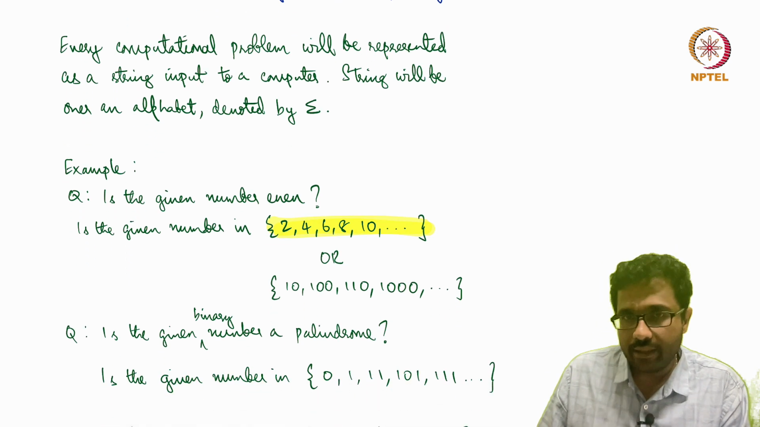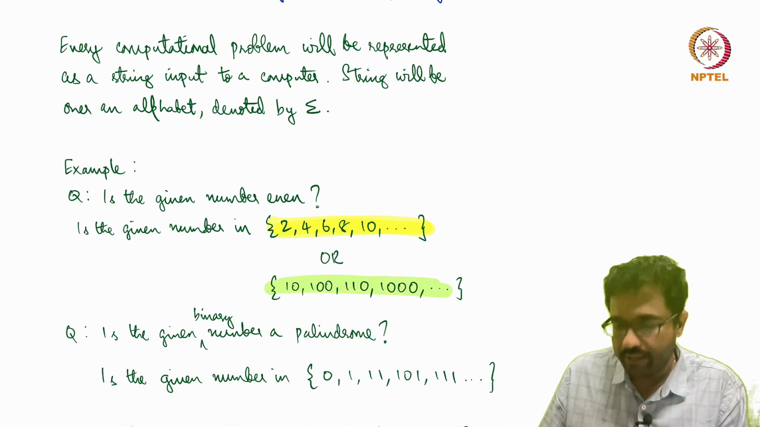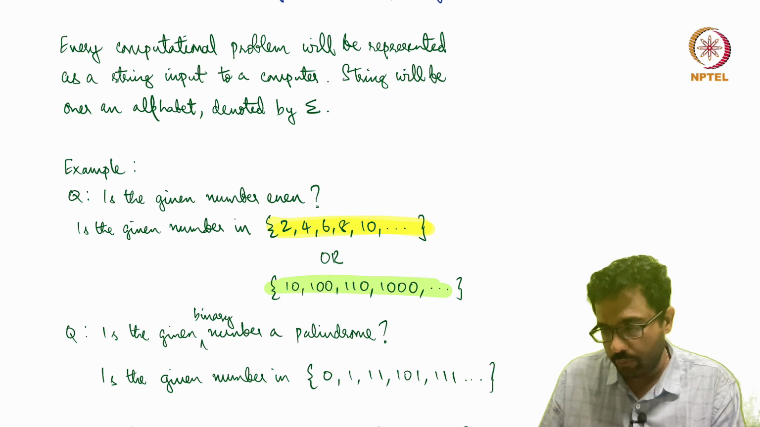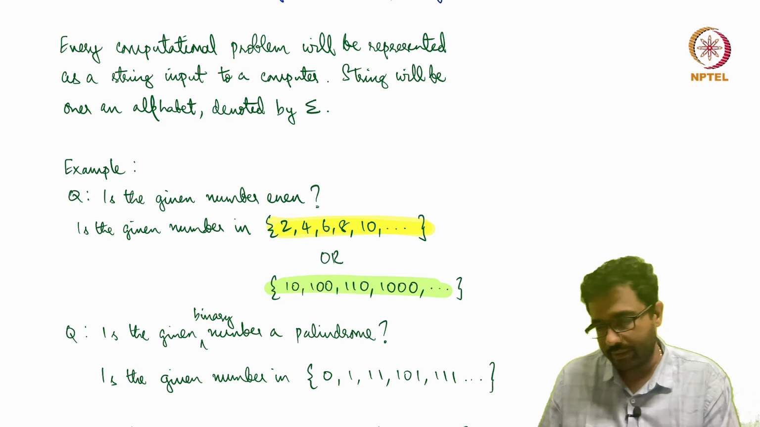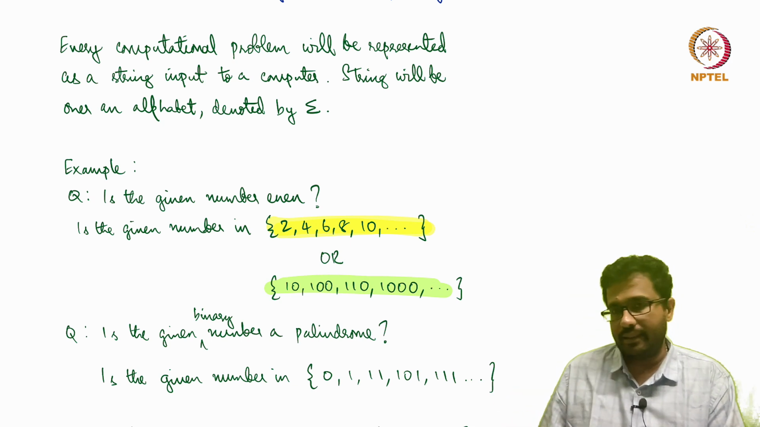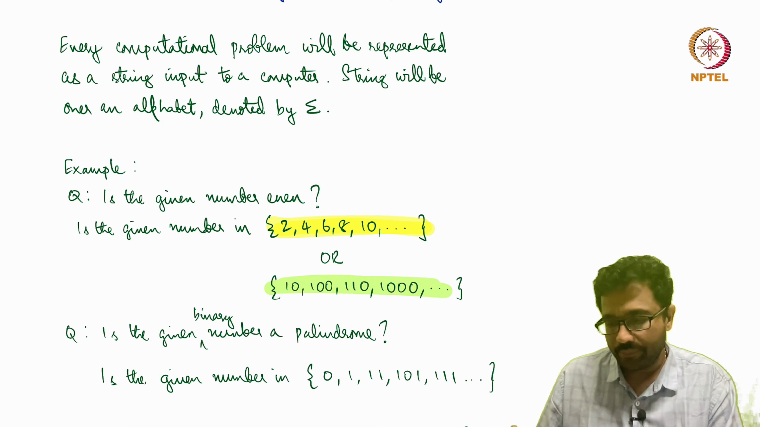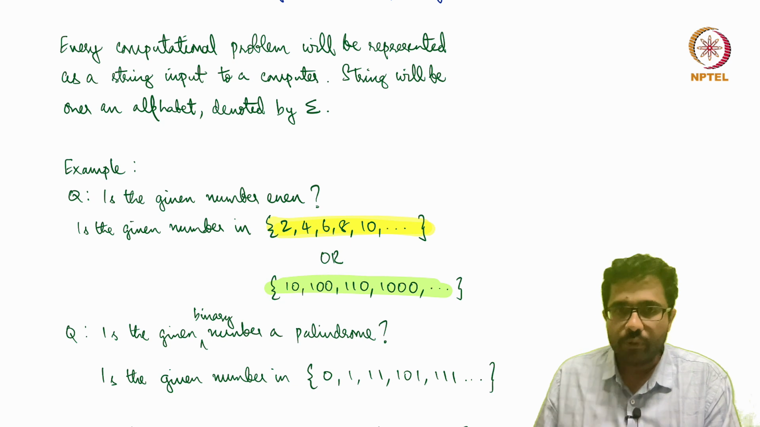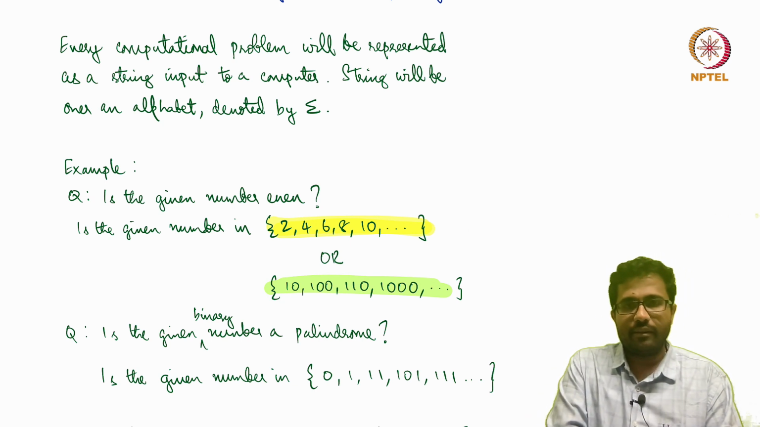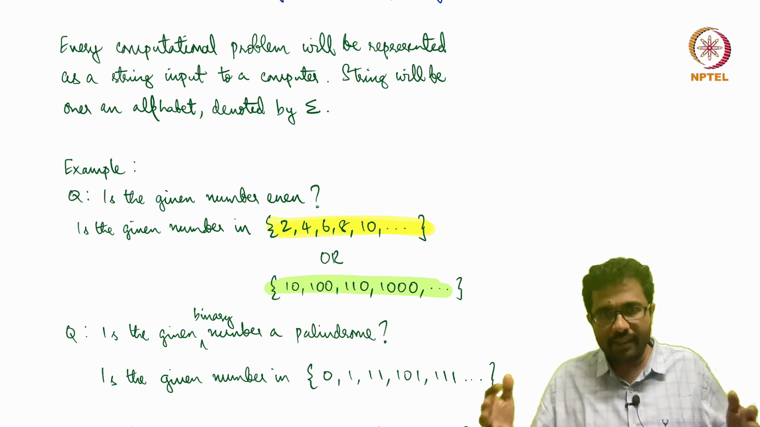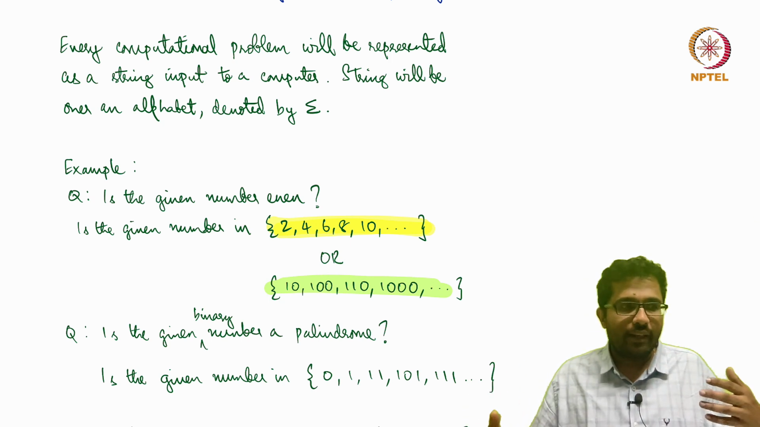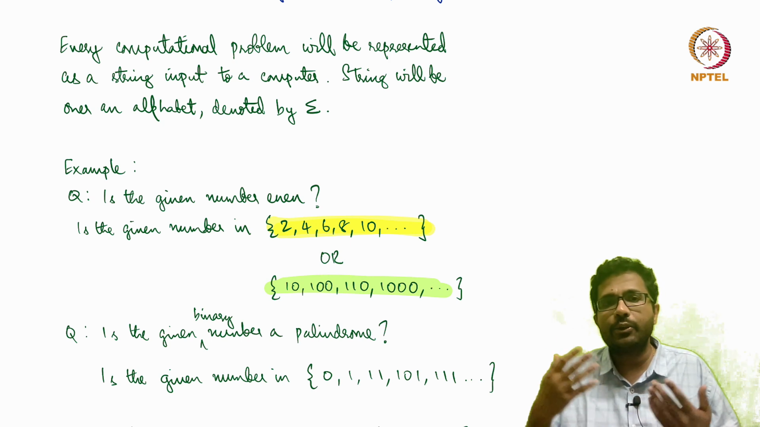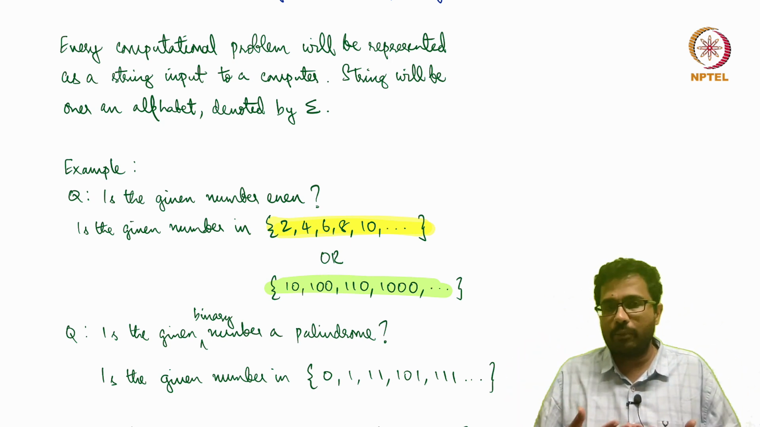Or if it is a binary integer, then it's like asking, is the given integer in 10, 100, 110, and so on? These are like 2, 4, 6 in binary, etc. So is the given number in this set? So the point I want to mention here is that you have an input which is a number, and you have a set which is a collection of numbers, and you are asking whether the input belongs to the collection. So this is another way to model the decision problems.